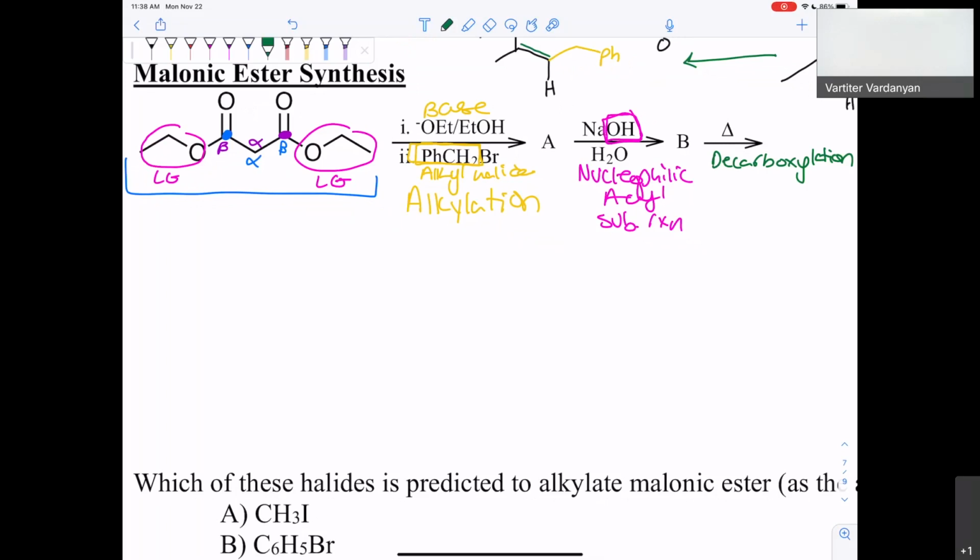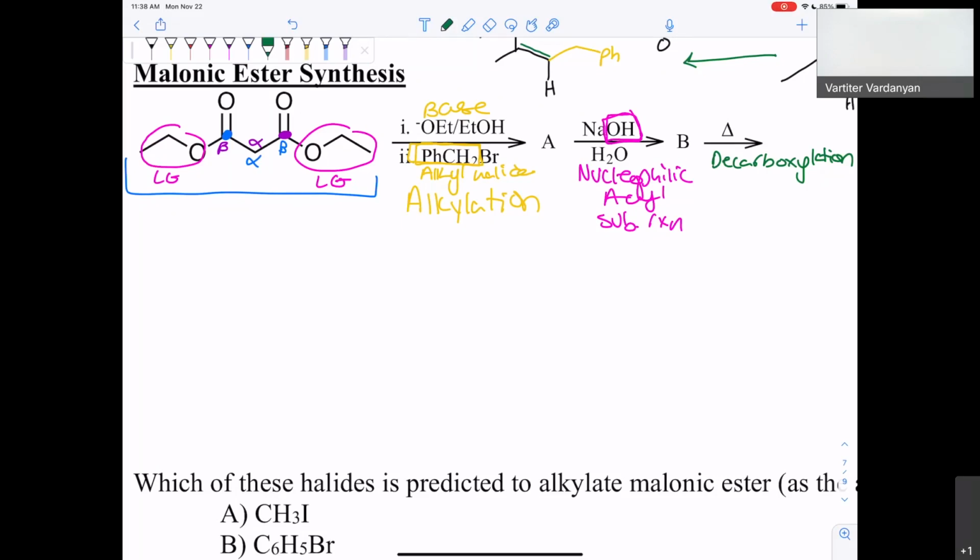In reality, you would get a bunch of different products. Like you'd get 25% of just one side, 25% of just the other side, and then 50% of both of them. But for the purposes of this class, we're going to say no matter if they're symmetrical or not, both sides get removed and replaced. Because he would have to give you the specific energies and everything. He's not going to do that.